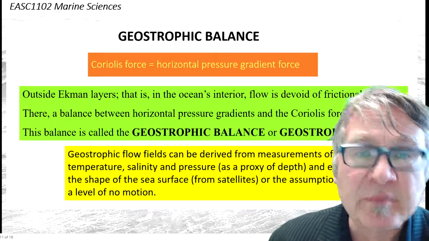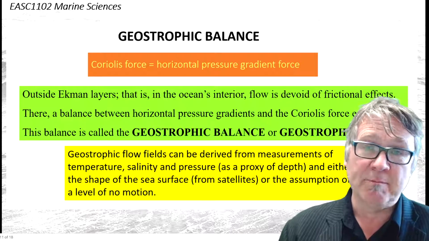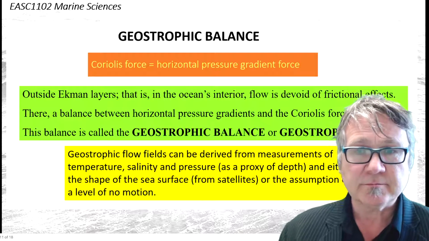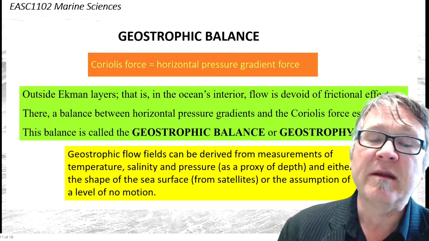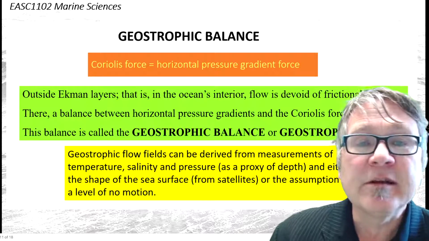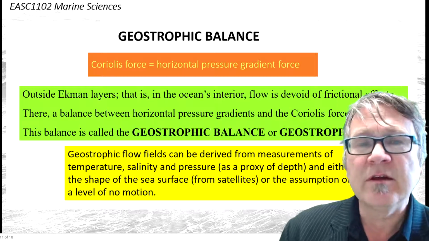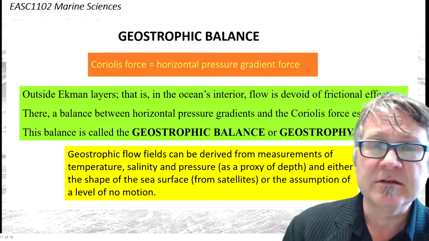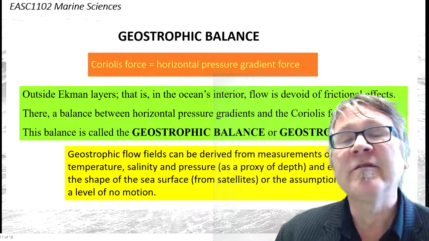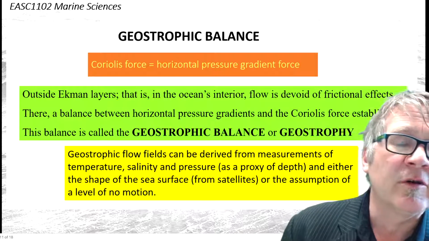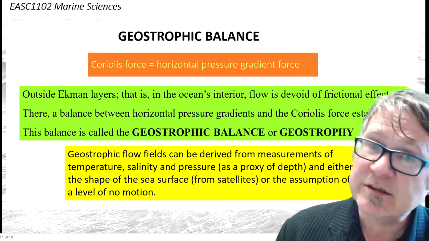However, over time, on time scales of a day or longer, this horizontal pressure gradient force becomes balanced by the Coriolis force. And there is a balance, and we call it geostrophy or the geostrophic balance. And now the fascinating bit, and I just mentioned this, is that you can actually derive geostrophic flows in the ocean from temperature and salinity measurements. Plus you need some information on the shape of the sea surface, or you assume a certain level of no motion.